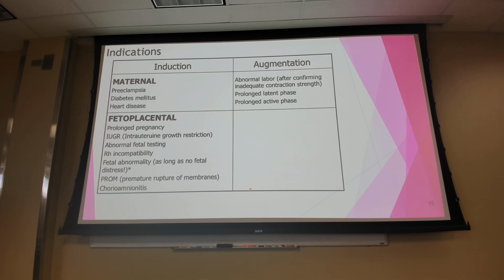Other reasons for augmentation, mainly if they have a prolonged latent phase. So mom is now 12 to 14 hours into this latent phase, and we're not really seeing much change, they're going to start augmenting. They're having some contractions, they're going to augment those contractions, or even for a prolonged active phase as well.